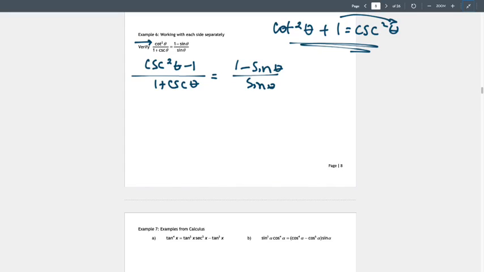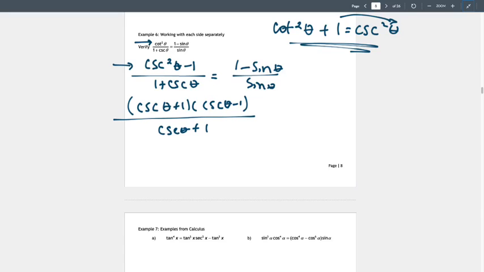And then I'm going to factor this using difference of squares. So that's the same thing as cosecant theta plus 1 times cosecant theta minus 1, all over that 1 plus, which technically I could rewrite as cosecant theta plus 1. You can just reverse the order. And then you should notice that this factor is the same as this factor, so those cancel. And I'm left with cosecant theta minus 1.